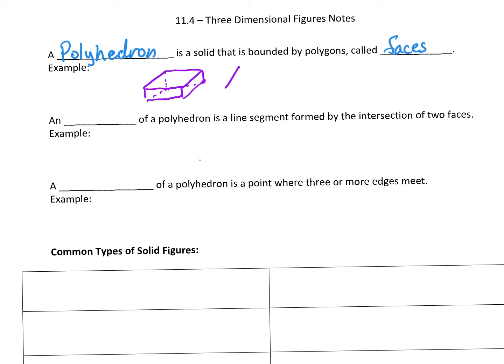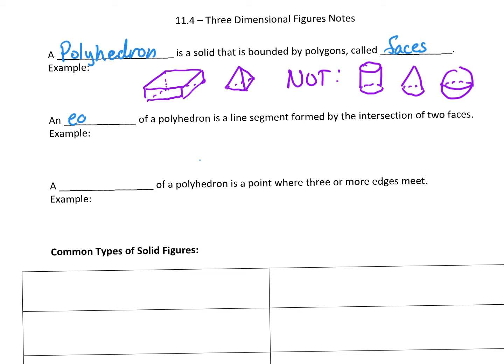A pyramid can also be a polyhedron. However, things that are not polyhedrons, things that are not made out of faces, are cylinders, because not every single face is similar. A cone also is not a polyhedron. So anything with a smooth, curved surface is not a polyhedron.